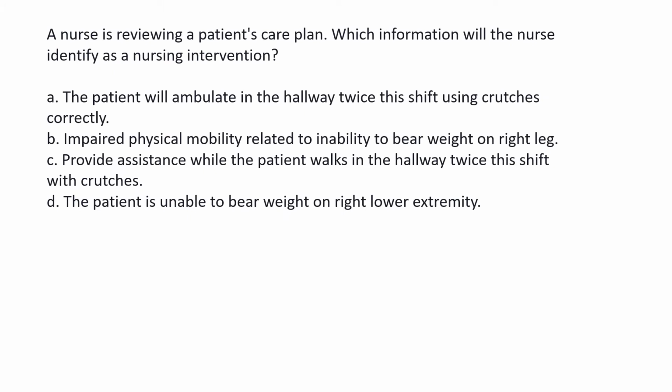A nurse is reviewing a patient's care plan. Which information will the nurse identify as a nursing intervention? A. The patient will ambulate in the hallway twice this shift using crutches correctly. B. Impaired physical mobility related to inability to bear weight on right leg. C. Provide assistance while the patient walks in the hallway twice this shift with crutches. D. The patient is unable to bear weight on right lower extremity.